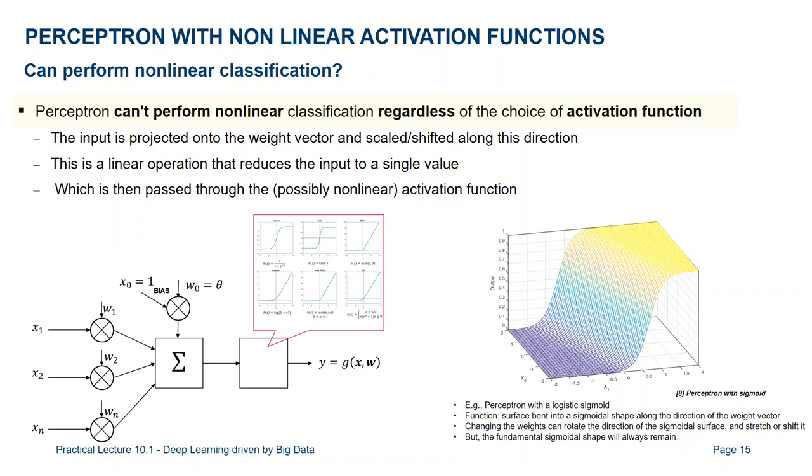Here you see an example on the right side, where you have a perceptron with a logistic sigmoid, which is an activation function. What you can see is that the function here is a surface bent into a sigmoidal shape along the direction of the weight vector. By changing the weights, you can rotate the direction of the surface, stretch it or shift it. But the fundamental sigmoid shape will always remain, which means that, again, you will not be able to perform nonlinear classification. So this is something that you should remember.